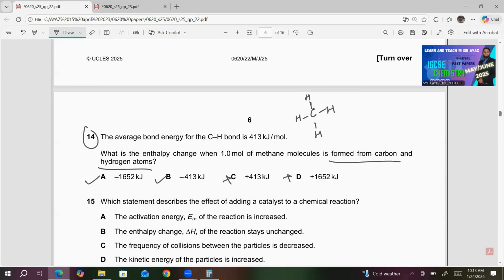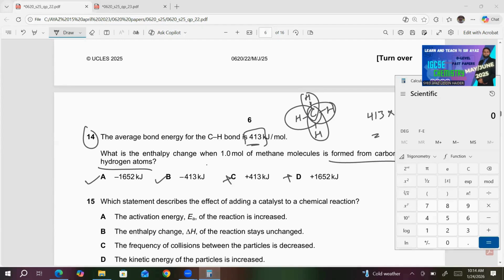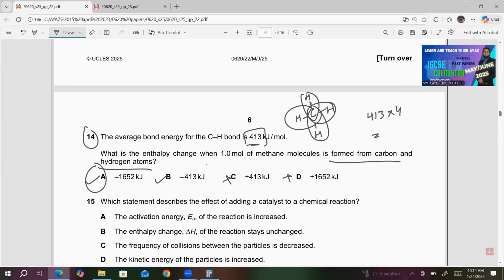That's for sure. Now, what we need to do? We need to find the enthalpy change for 1 mole. And they have mentioned that the average bond energy for the CH bond is 413. We have 4 CH bonds, that's 1, 2, 3, 4. You simply need to multiply 4 by 413. What you will get? 4 multiplied by 413, 1652. A must be the right answer in this case.